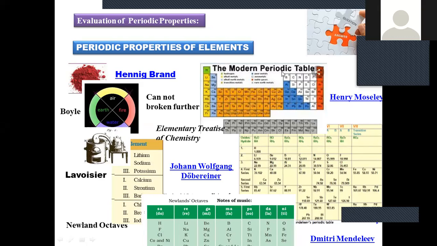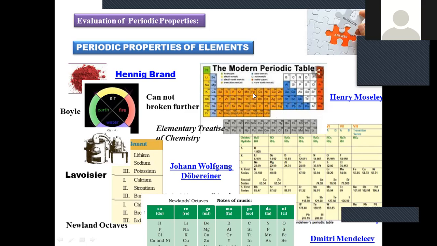So electronic configuration is the main cause for the periodic properties of all the elements present in these columns as well as blocks, right? Along with that, all the elements are arranged in accordance with their atomic number rather than atomic mass. Atomic mass is Mendeleev's classification. Atomic number is Henry Moseley's classification. So Henry Moseley's classification is the most acceptable. Nowadays it is what we follow, and new elements are added in this manner.